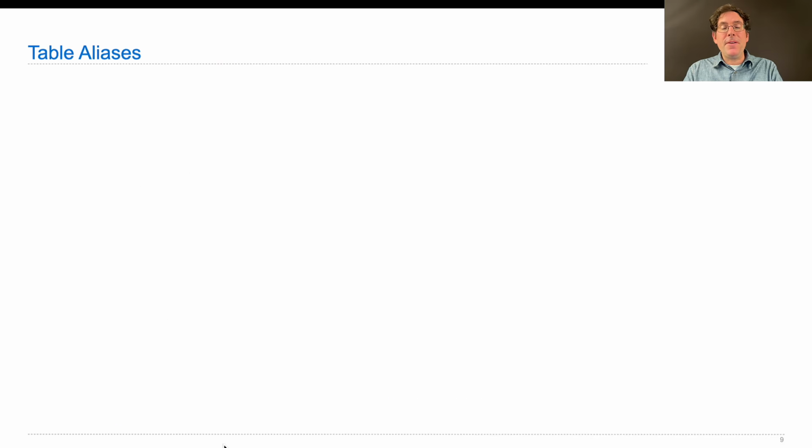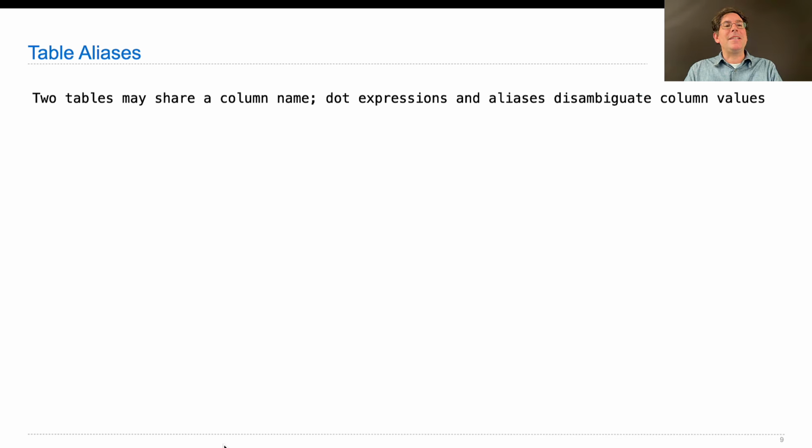Now there's one feature that can shorten the size of your query, which is called a table alias. If 2 tables share a column name, then as we've seen, you have to refer to the table and then a dot, and then the name of the column to pick out which column you're talking about. So we've joined together the titles table and the principals table, and they both have a column called tconst. How do you tell which one's which? Well, you use a dot expression.